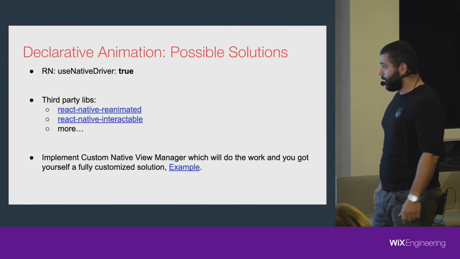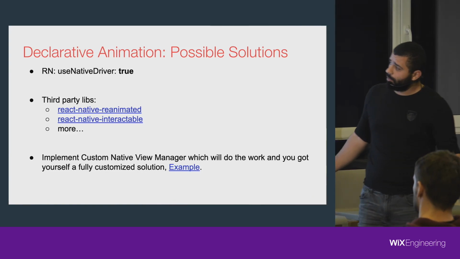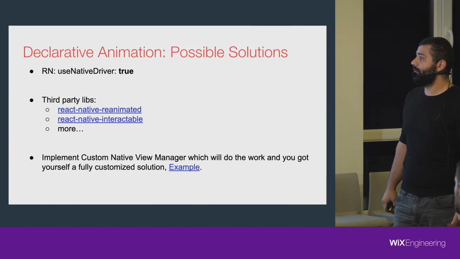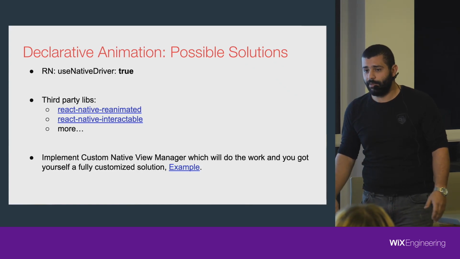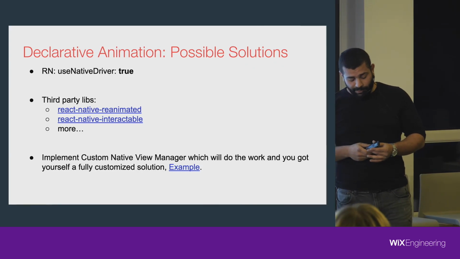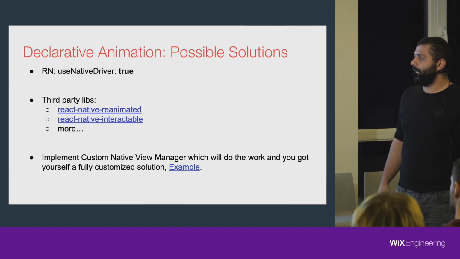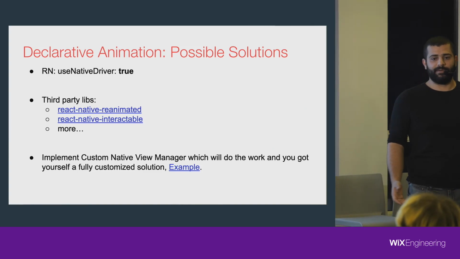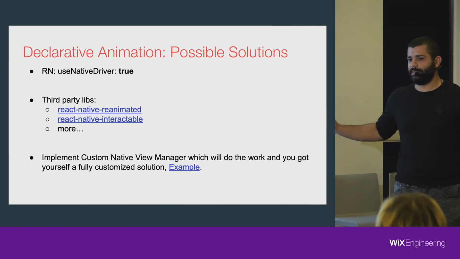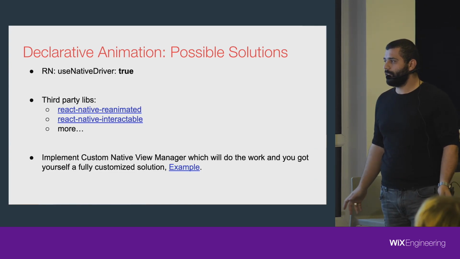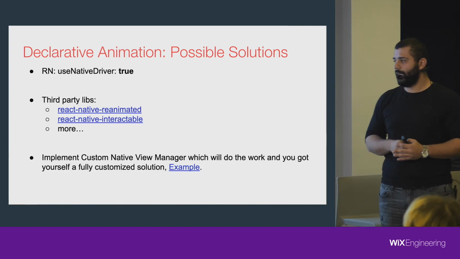Declarative programming, how are we going to apply it? There are a lot of options. Option number one, using the Animated library of React Native. There's a flag called useNativeDriver. You can set it through, but it's really limited for basic animation. It's not customizable. It's really limiting our capabilities of doing animations. And you can go for third-party libraries. That's our solution. You can go for third-party libraries like Reanimated, Interactable, and more, whatever fits your needs.